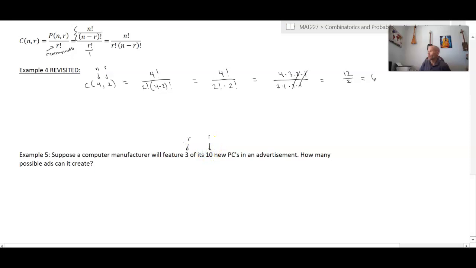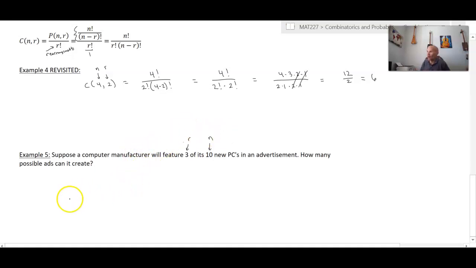So here we're going to select 3 from the possible 10, which is n. And the order in which we feature those is not going to be important. I mean, we're going to assume that here, that we're just going to advertise for all 3 of them. So the order in which we pick them shouldn't matter. And so what do we have to do now? Well, we have to figure out the number of distinct combinations of 10 items taken 3 at a time.